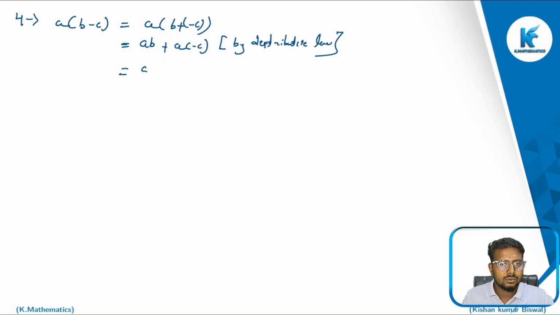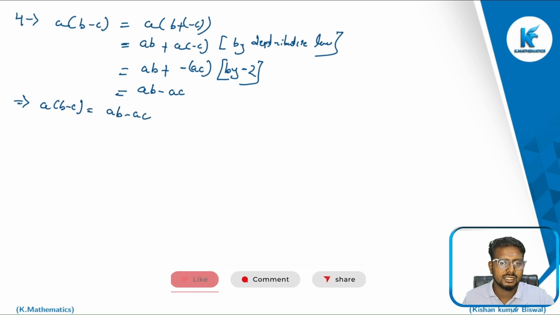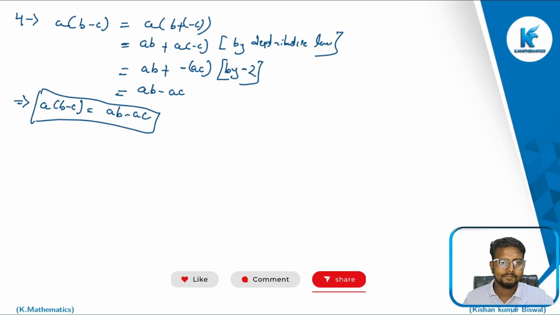So here this is equal to a into b plus a into minus c, which here will be minus a into c by property 2. So here this is equal to AB minus AC. So here we get A into B minus C equal to AB minus AC. Similarly, you can prove the fifth property yourself.